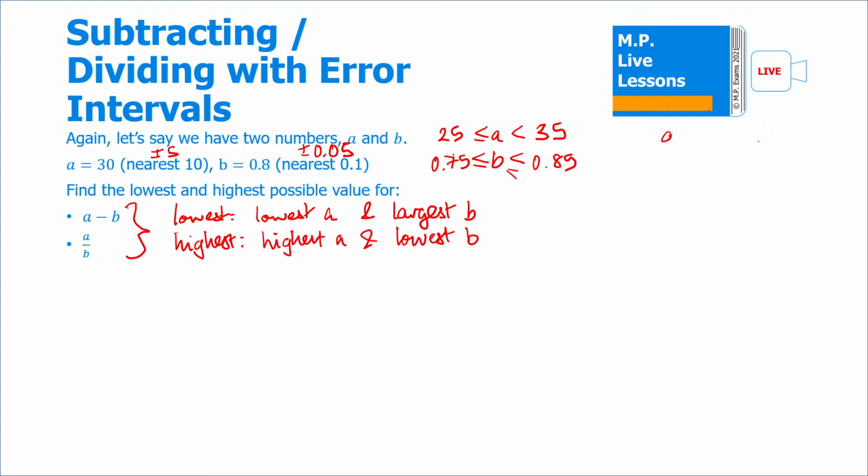So for example, A minus B. So the lowest possible value would be 25 minus the highest possible value for B, which is 0.85, 24.15. Overall, the largest possible value for A minus B would be the largest value for A minus the smallest possible value for B. This gets 34.25.